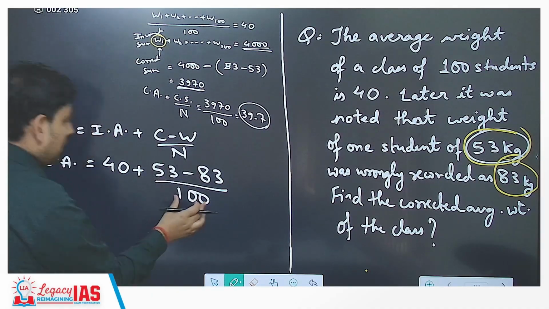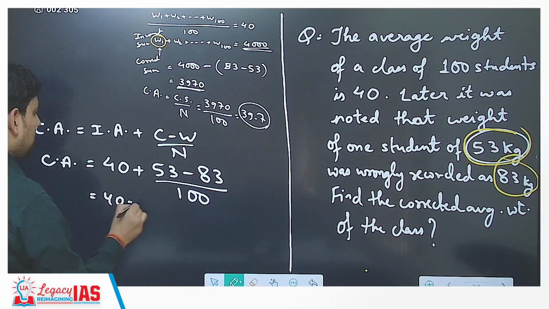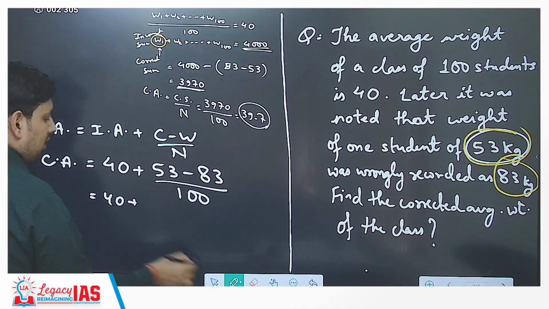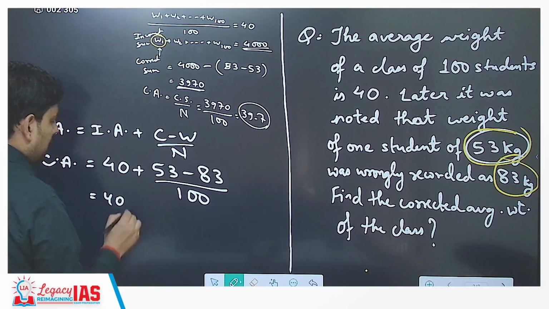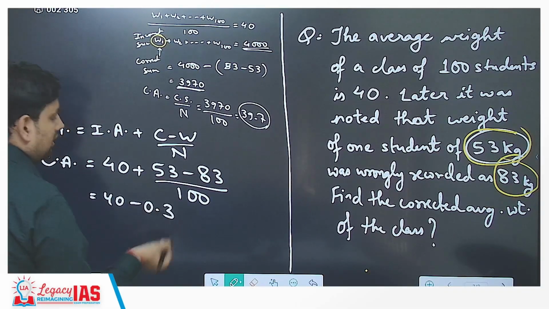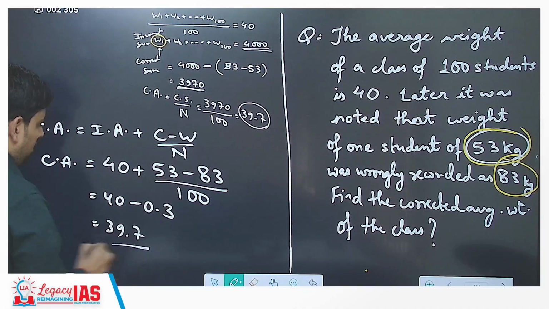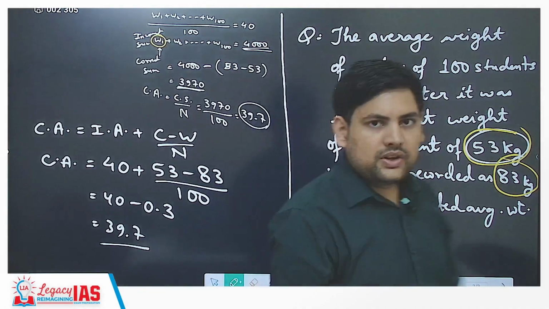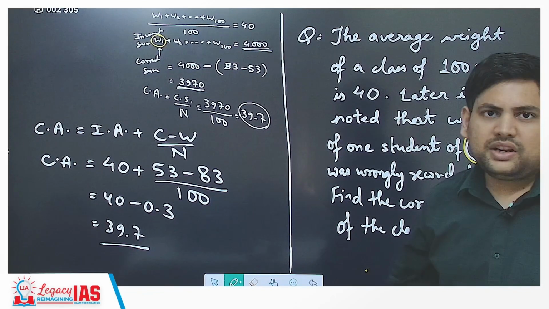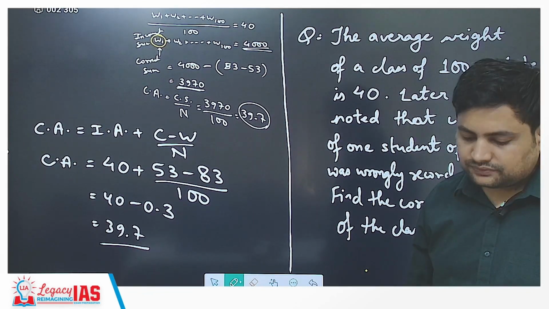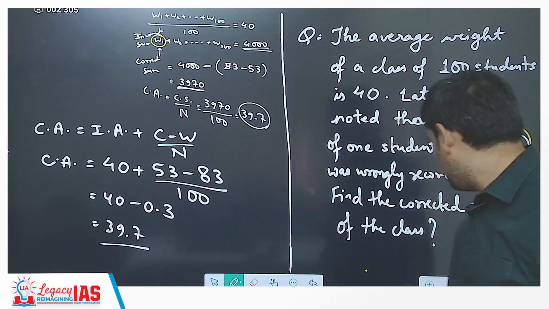100 students were there, so divided by 100, what you got? 40 plus this is 30 by 100, 30 by 100 and a negative sign, so minus 0.3. Correct? What you got? 39.7. Much faster. So this is how you use the corrected average formula. Okay, let's see one more question.